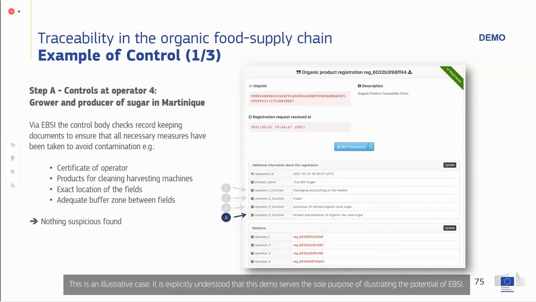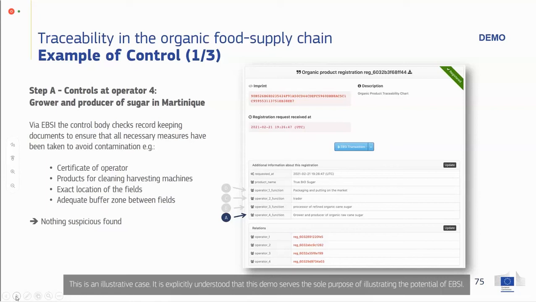And therefore the control bodies, every operator has its own control body that's being certified. And the control bodies, they start the investigation. Now here we are going to stick to the desktop investigation. So we start with the control body of the operator number 4, which is the grower of sugar in Martinique. And the control body, without interrupting the work of the operator, is going to access all the documents. Okay, all our operators have their documents on the EBSI, and therefore the control body is going to access this document and is going through this document to analyze, to do an investigation, to see if all the rules according to EU regulation were being observed.